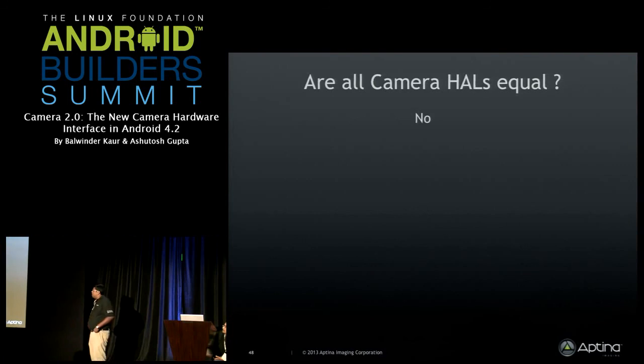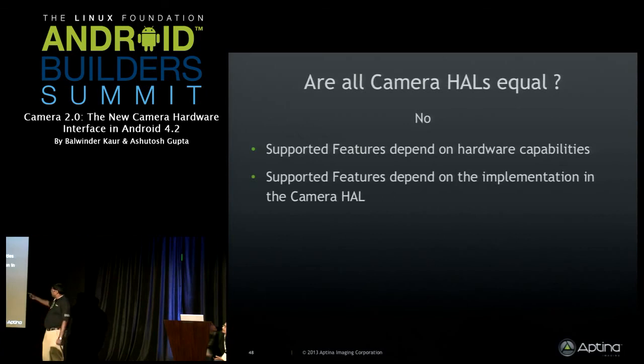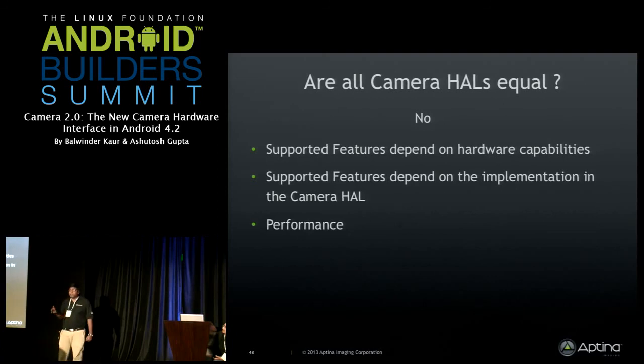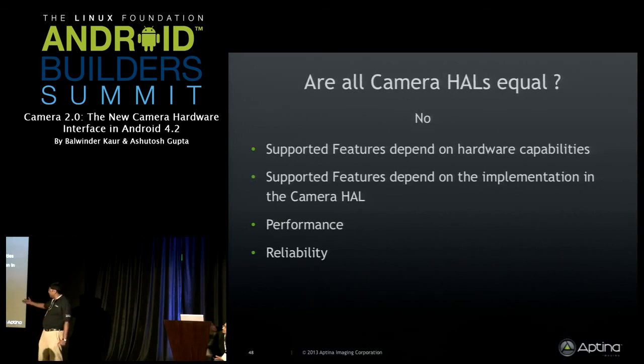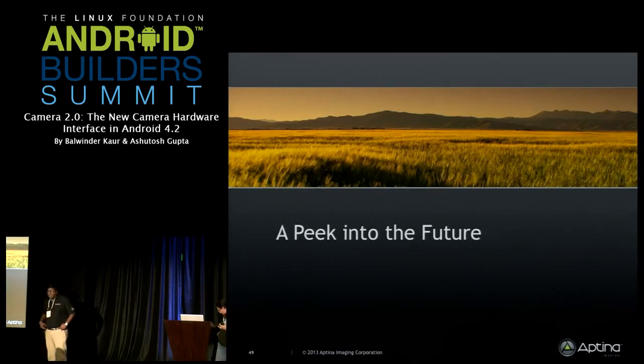So, are all camera HALs equal? The answer is no. In what way do they differ? Supported features depend on the hardware capabilities. A lot of functions can be enabled only if your hardware supports it. Then there may be a need to integrate third-party IPs to get the functionality done. So it all depends on how you program it and how you use it in your camera HAL. Then performance, reliability, and finally, how easily you can add extensions to the Android feature set to get your other features done. I think with this, that's all I have to talk about.